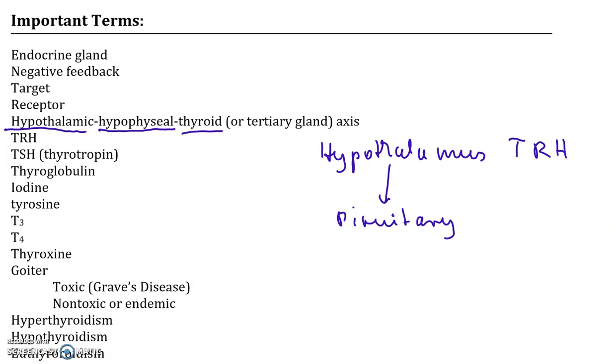So in the specific example with the thyroid hormone, now the pituitary is told by the hypothalamus to make the stimulating hormone, the TSH.